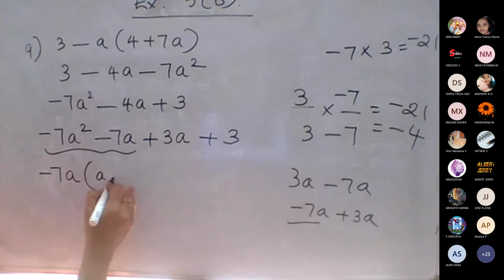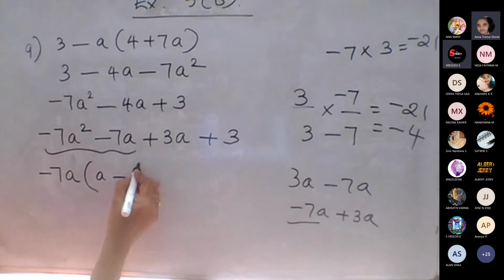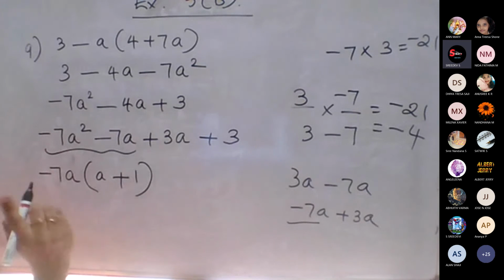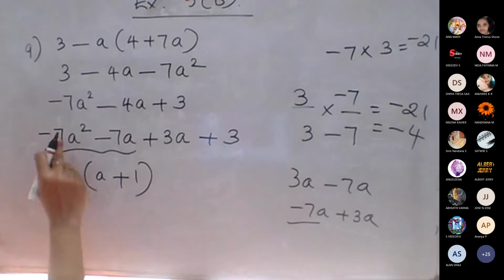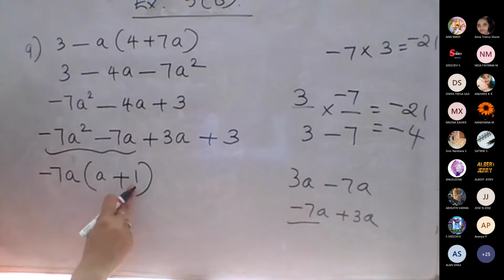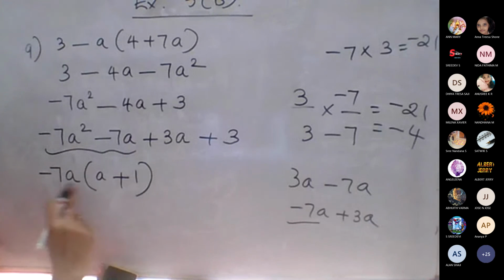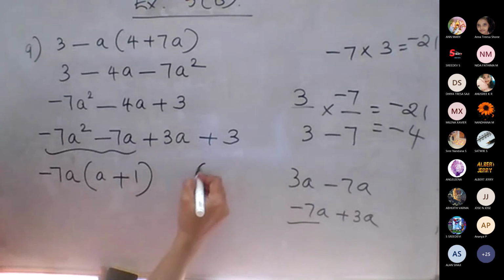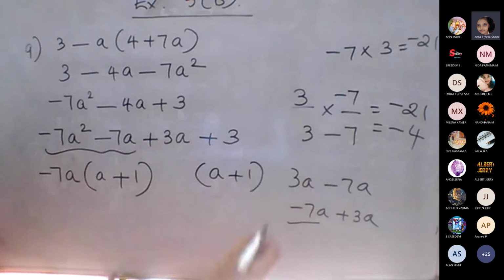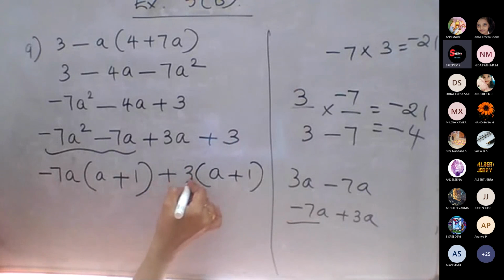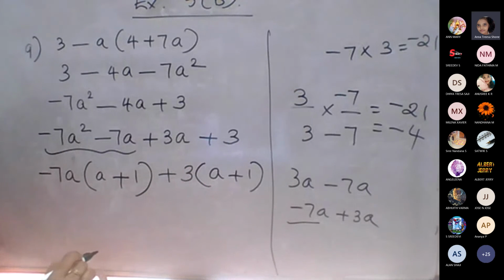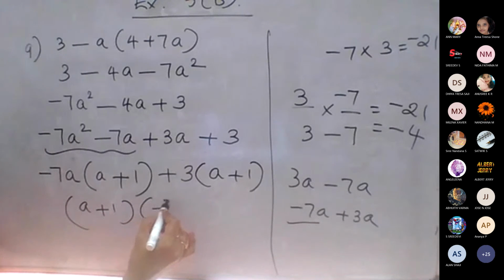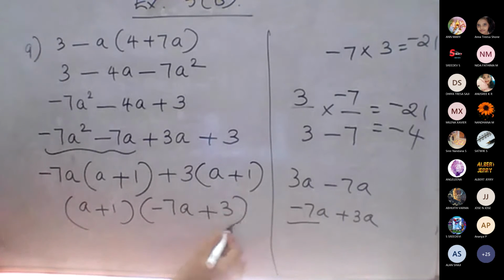A is also common there, no? A minus 1 or plus 1? Plus 1 only. Negative 7 into a, negative 7a square. Negative 7a into positive 1 is negative 7a. Then the same a plus 1 in brackets. So a plus 1, plus 3. Okay. So a plus 1 into negative 7a plus 3. Either you can write 3 minus 7a or anyway. That is the answer.